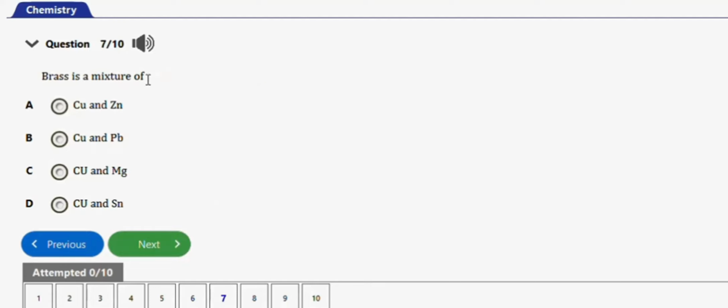It says brass is a mixture of, we have copper and zinc, copper and lead, copper and magnesium, copper and tin. The right answer is option A, copper and zinc. Very important, guys. Alright, the next subject question is this one.